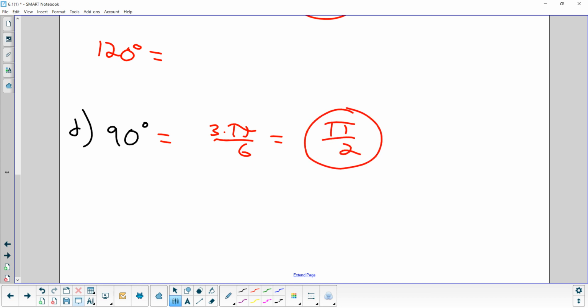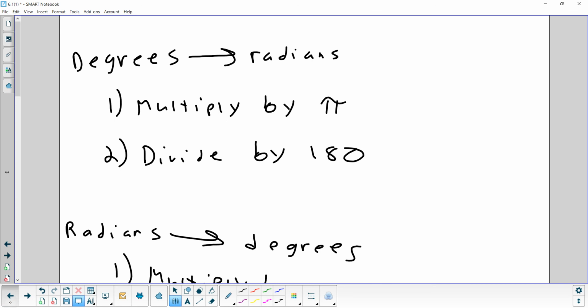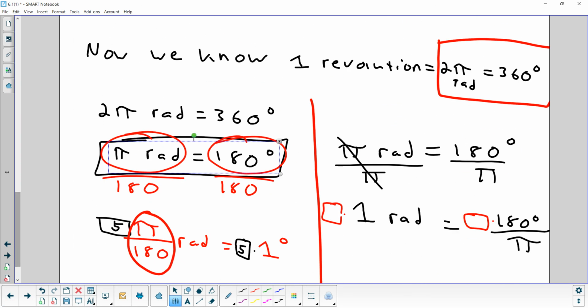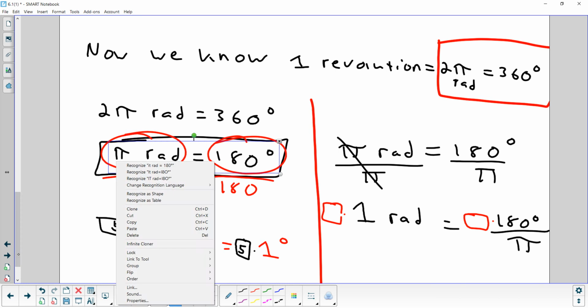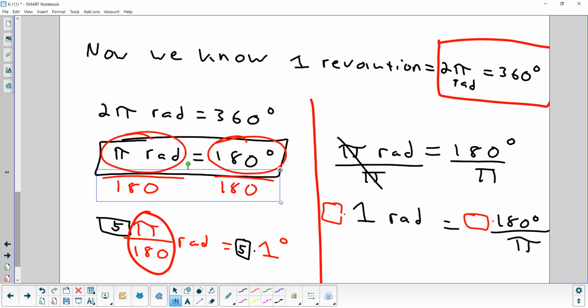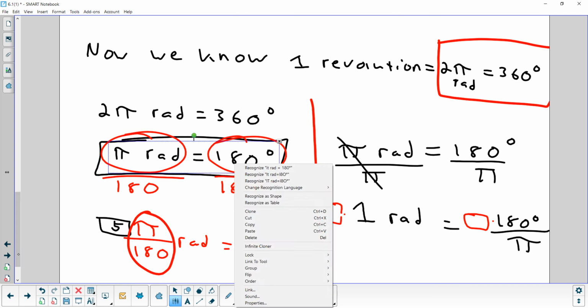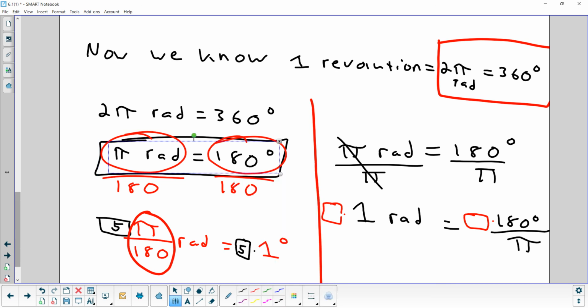And hopefully some of it's starting to click a little bit, because if you go back and look at what we had, we know that 180 is pi. Well, we just wrote pi over 2. We wrote half of that. So 90 is pi over 2. Half of 180, you divide each side by 2.